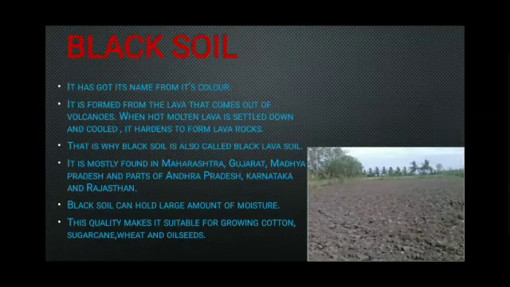It has got its name from its color. It's formed from the lava that comes out of volcanoes. When hot molten lava settles down and cools, it hardens to form lava rocks. That's why black soil is also called black lava soil. It's mostly found in Maharashtra, Gujarat, Madhya Pradesh, and parts of Andhra Pradesh, Karnataka, and Rajasthan.